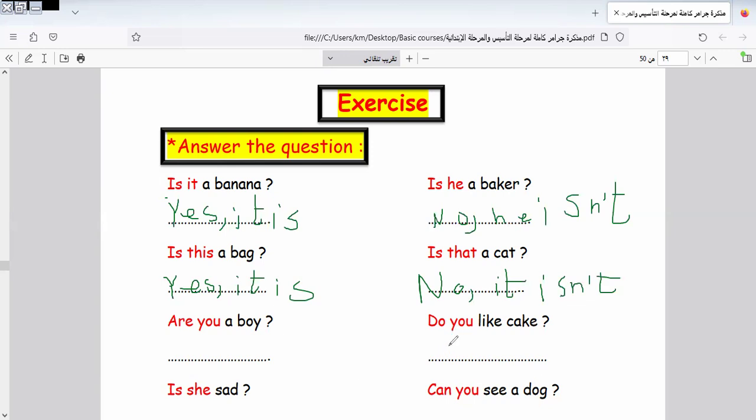Here we can say, do you like the cake? Yes, I do. It will be yes, I do. Or if the answer is no, it will be no, I don't. Okay? No, I don't.